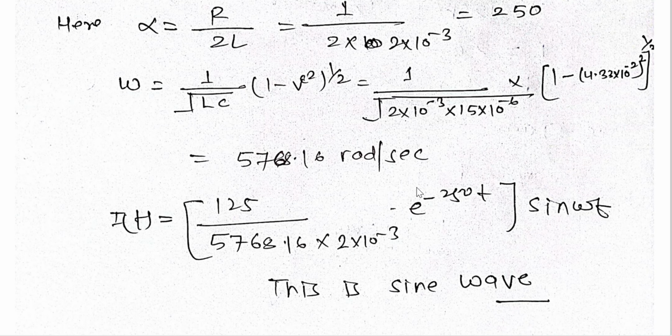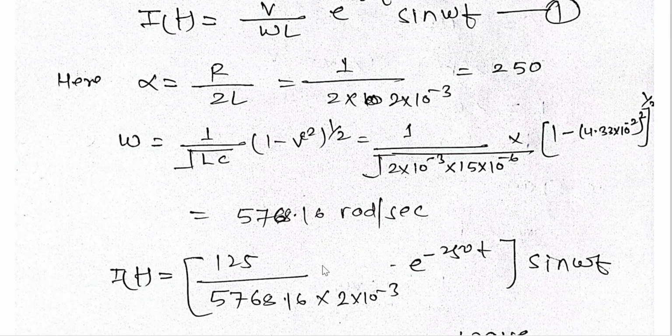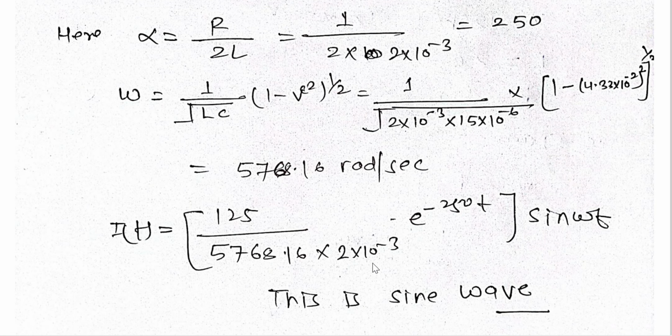Put all these values. At this time, when finding this value, put your calculator in radian mode, and finally you find the value of it. This is the equation that the above question asks us to find.